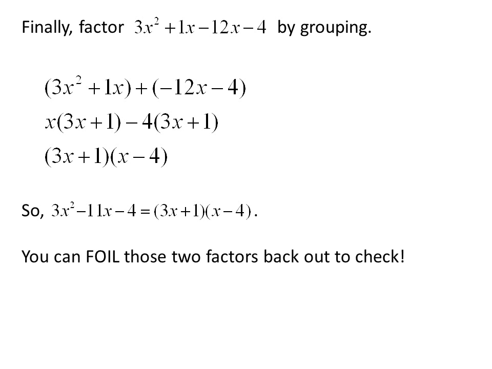You can always take those two factors that you found and FOIL them back out to check to see if it gives you back your original polynomial, and that will give you just some final confirmation that you did it correct.